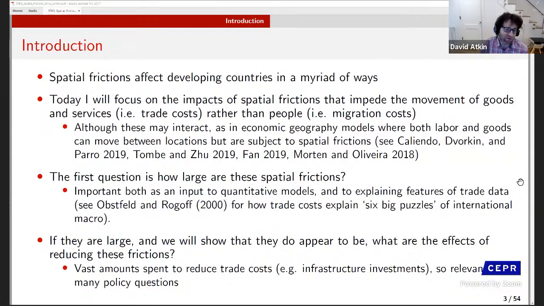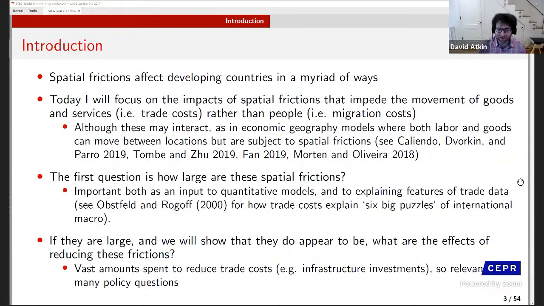Now, of course, these two may interact, and there are some recent economic geography models where you have frictions on both labor and goods moving between locations, and there are interesting implications of those, but I won't talk too much about that today. Okay, so as I mentioned, the two questions we'll be talking about: first, how large are these spatial frictions?